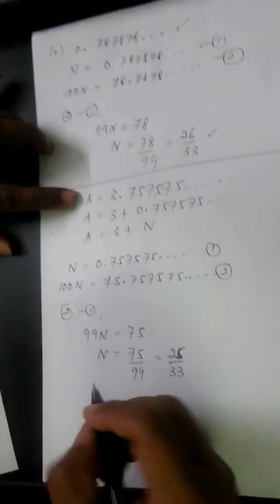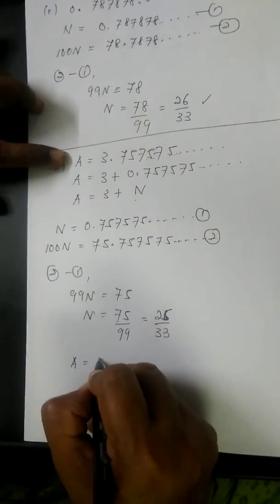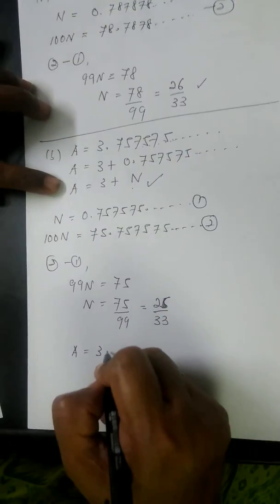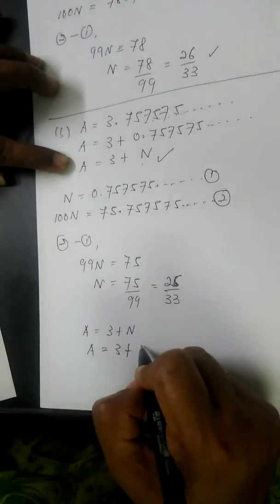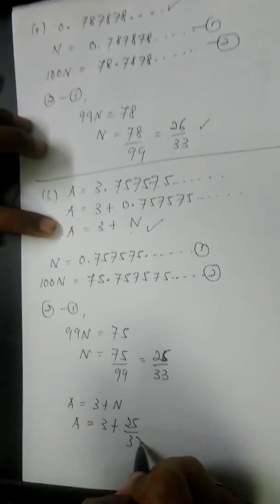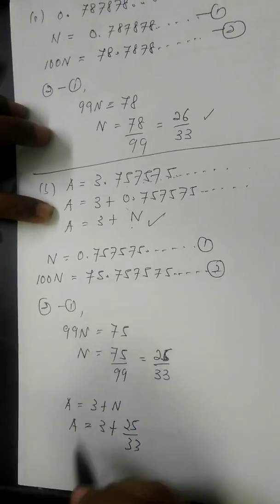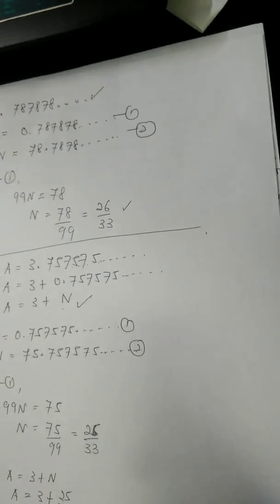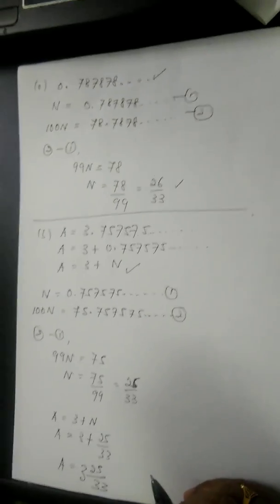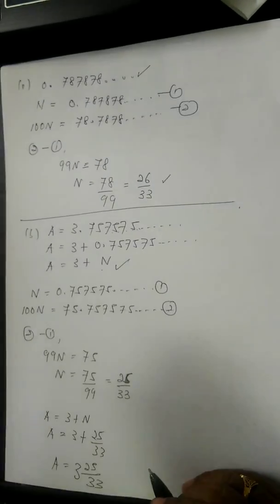Now coming back to my question, I'm looking for my A. A is 3 plus n, so A becomes 3 plus 25 over 33. This can be written as A is 100 over 33. So these are two examples where you have recurring decimals. Now coming back to the concept of surds.